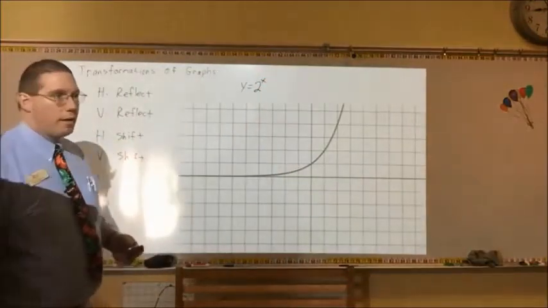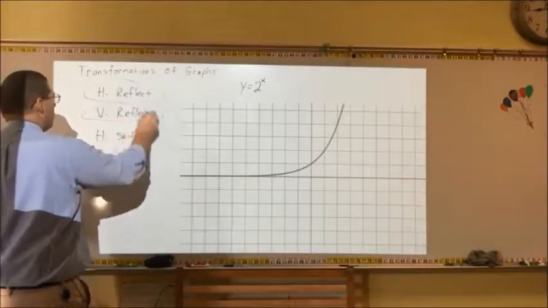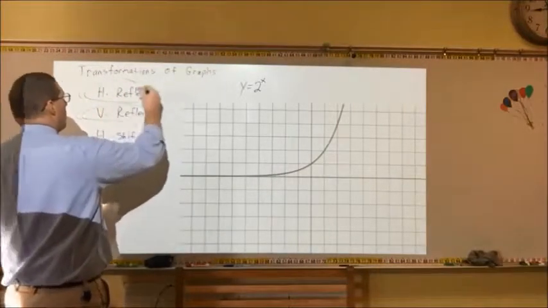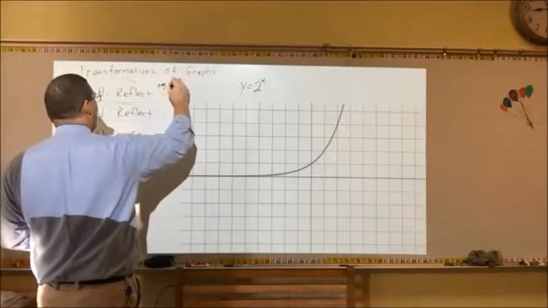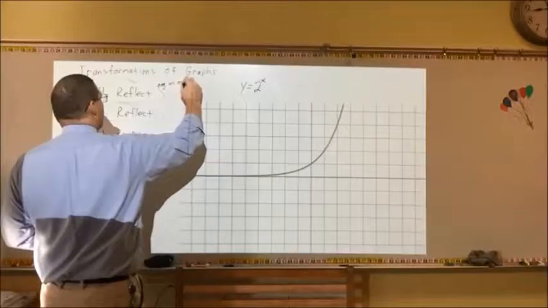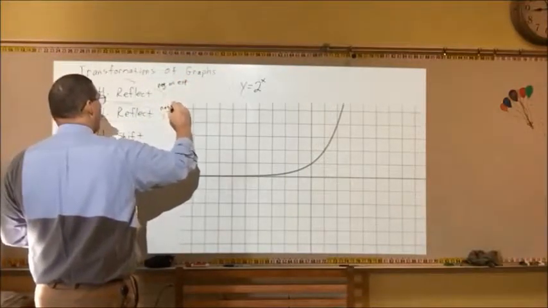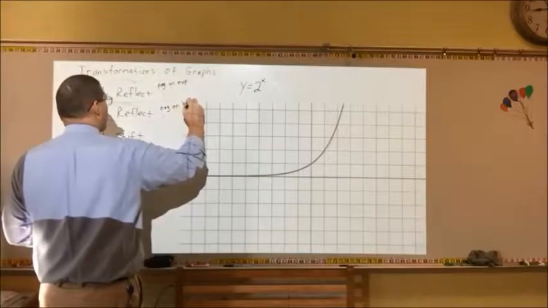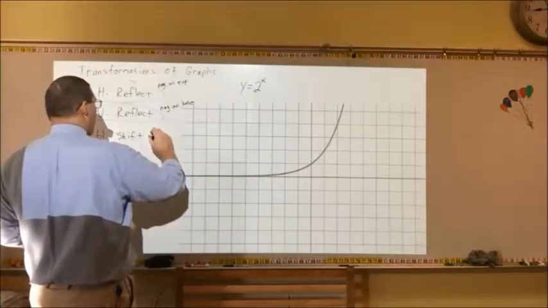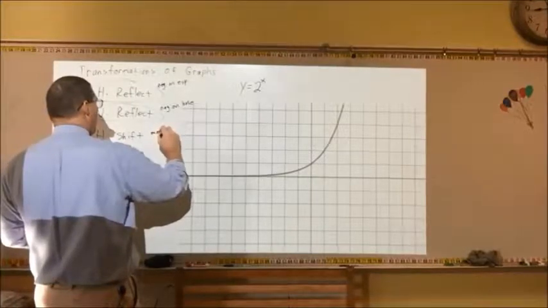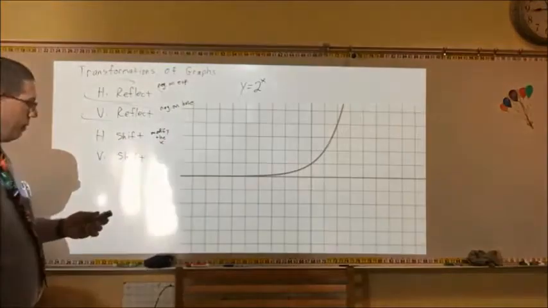All right, the last thing I need to show you. So I've shown you a horizontal reflection. I've shown you a vertical reflection. For a horizontal reflection, you put a negative on the exponent, right? For a vertical reflection, you put a negative on the base, right? For a horizontal shift, you modify the x, correct?